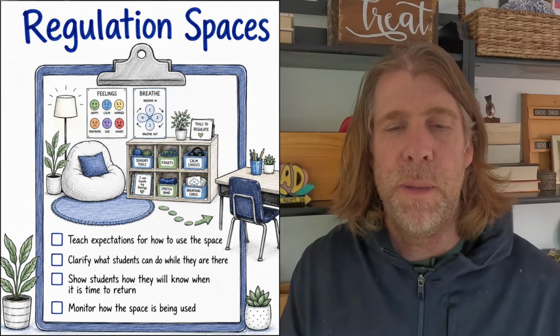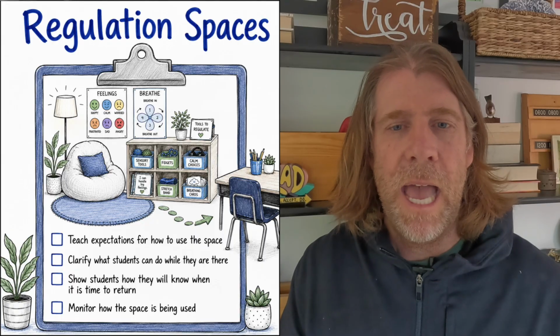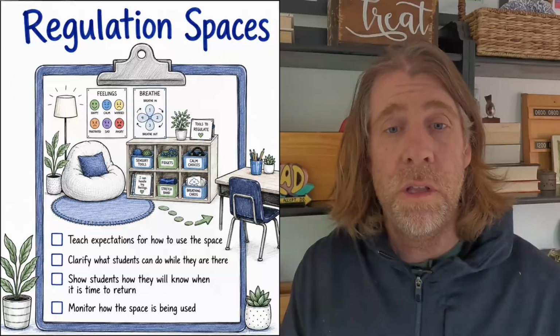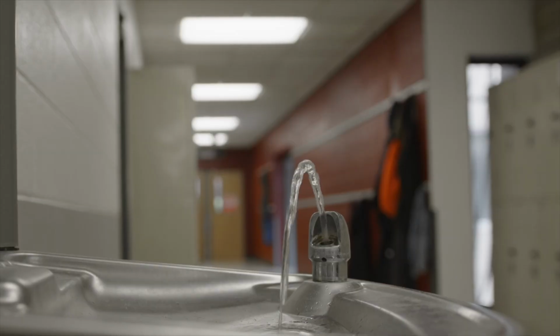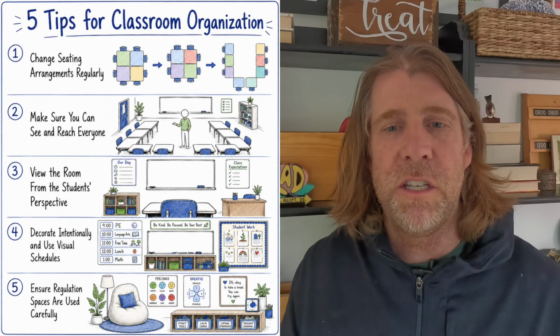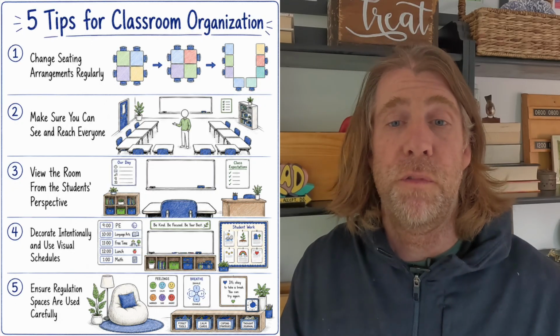Then monitor how the space is working. Who's using it? How often? For how long? Are students returning to learning afterward? And remember, a regulation space doesn't have to be elaborate. If you don't have room for a calming corner, there are many simple alternatives. Sometimes a quick walk to the water fountain, a drink of water, a brief movement break is all a student needs before returning to class ready to learn. Those are 5 practical ways your classroom environment can encourage expected behaviors before problems develop.